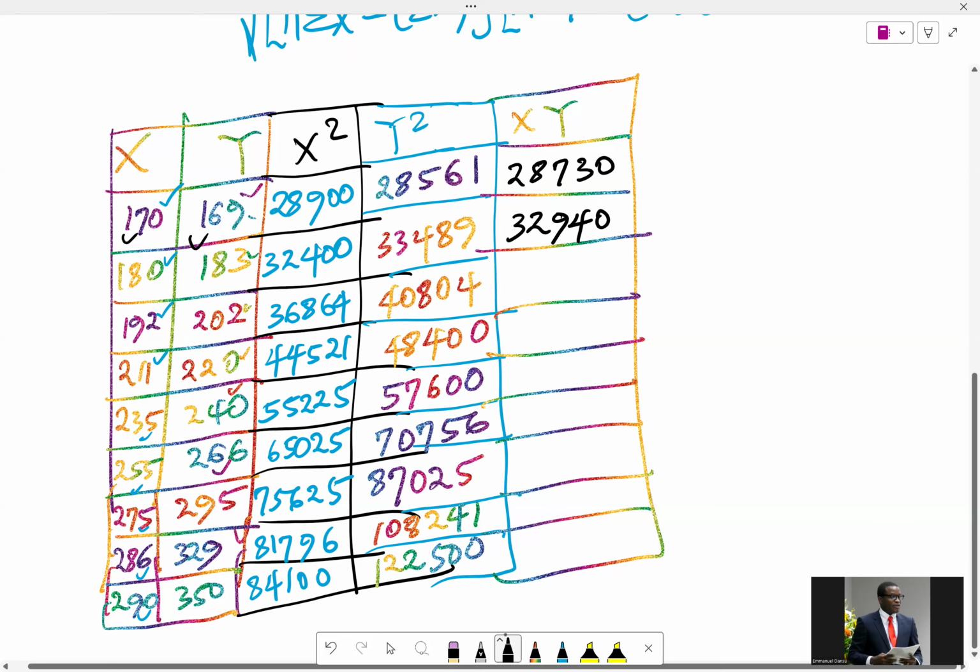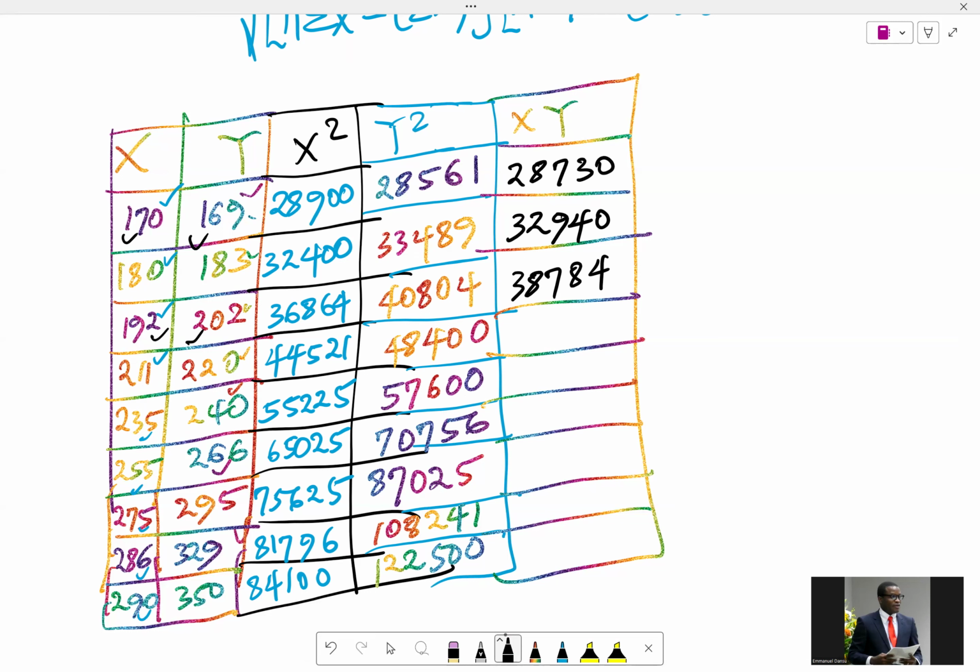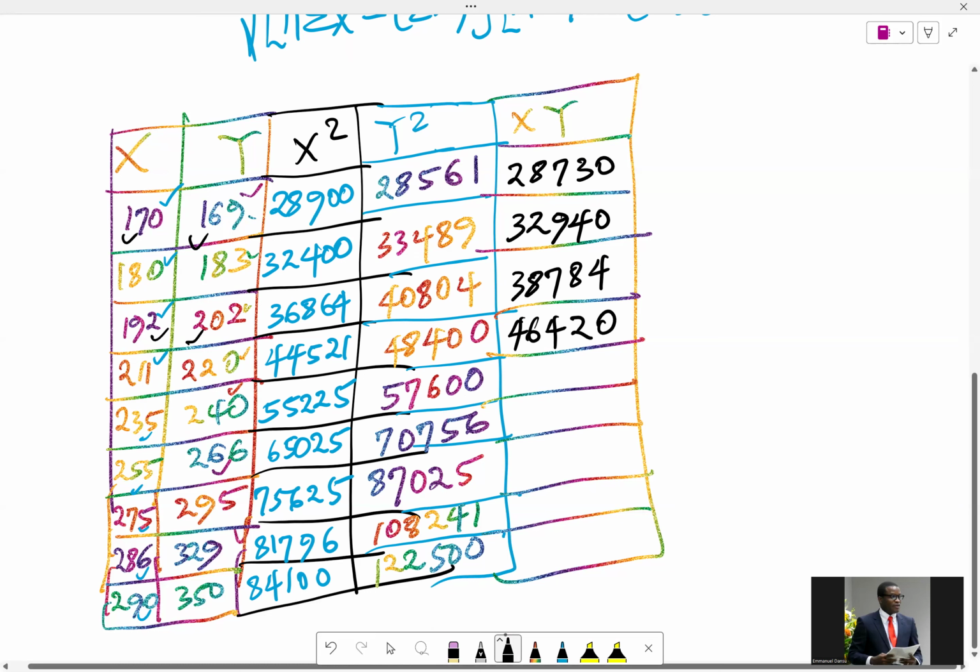Then we have 192 times 202. That is 38784. And we have 211 times 220. That's 46420. Then we have 235 times 240. That's 56400.